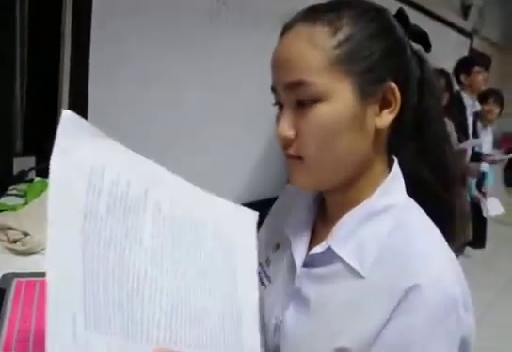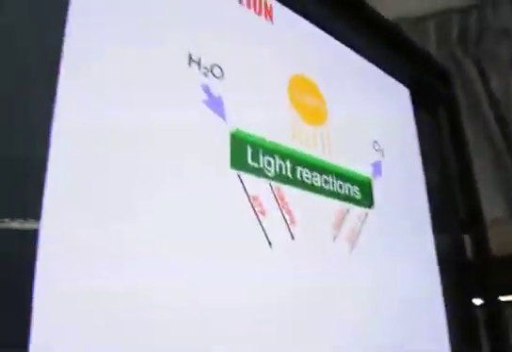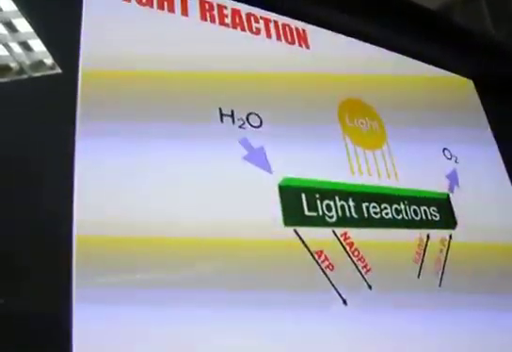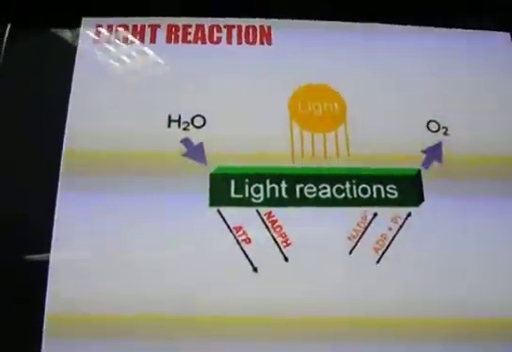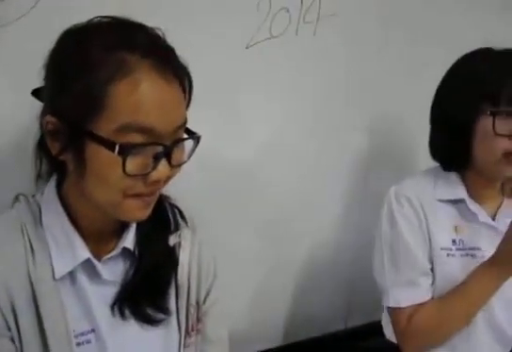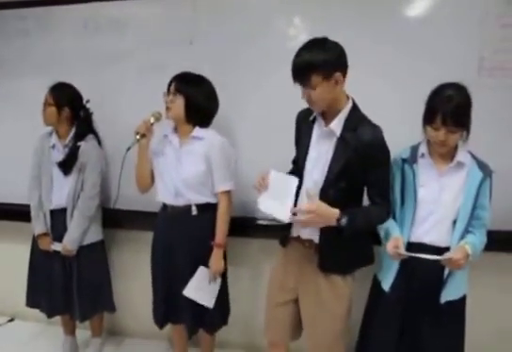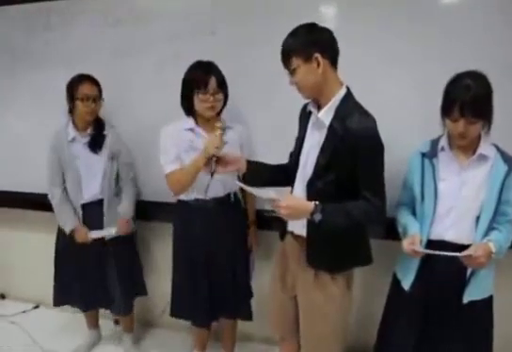The light reaction is a reaction that makes ATP and NADPH, which will be used in the process of the Calvin cycle, the dark reaction. And there are two types of light reactions. The first one is cyclic electron flow, and the second one is non-cyclic electron flow.